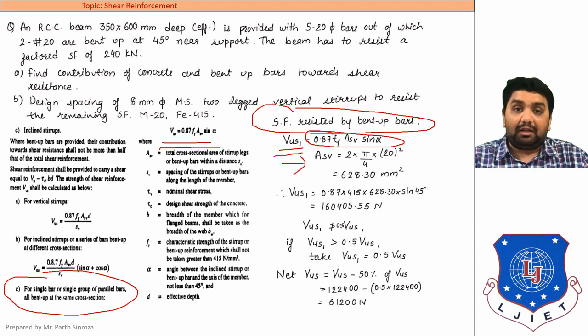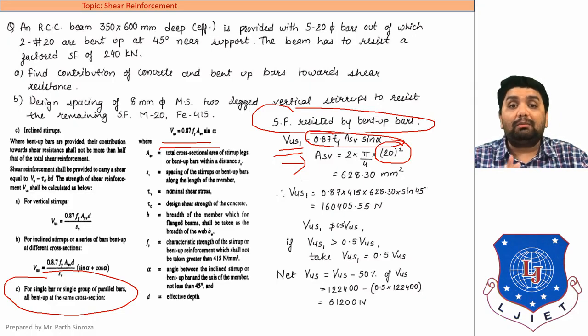Keep in mind, in the calculation of stirrups, that is the Sv equation, we calculate Asv to be 2 into pi by 4 into the diameter of the MS steel squared. But here for bent-up bars we are bending our main steel. So here Asv will be 2 into pi by 4 into 20 square.